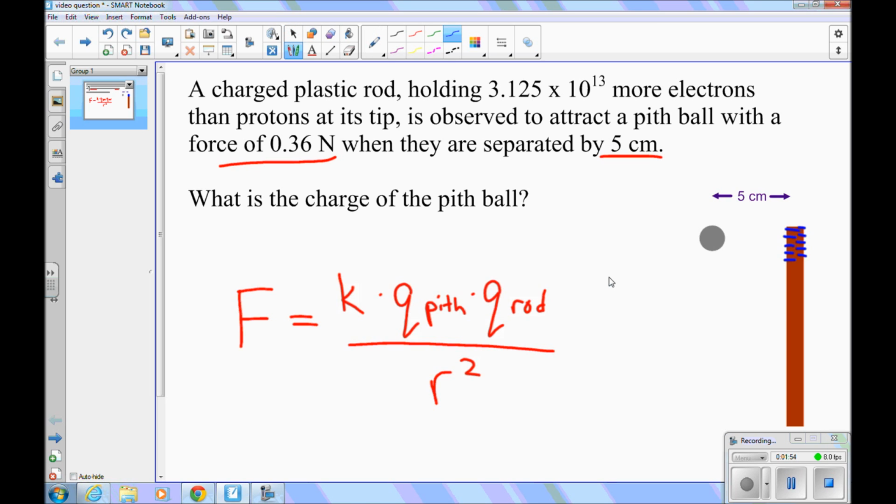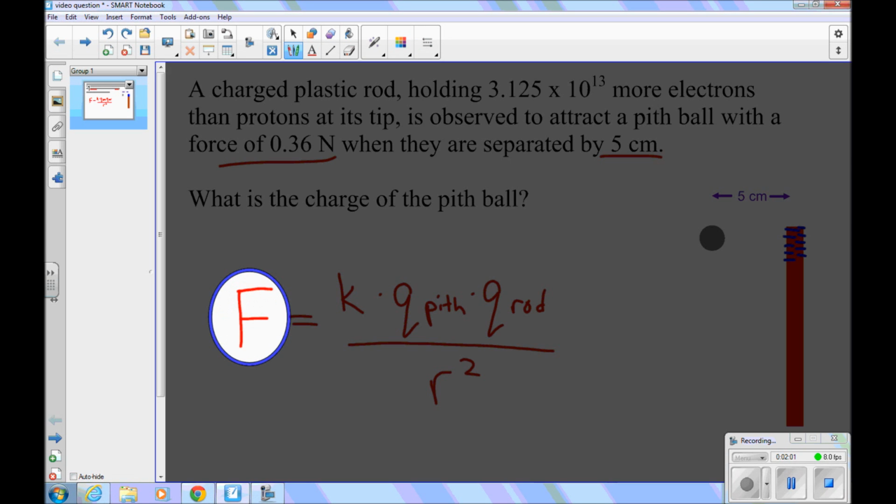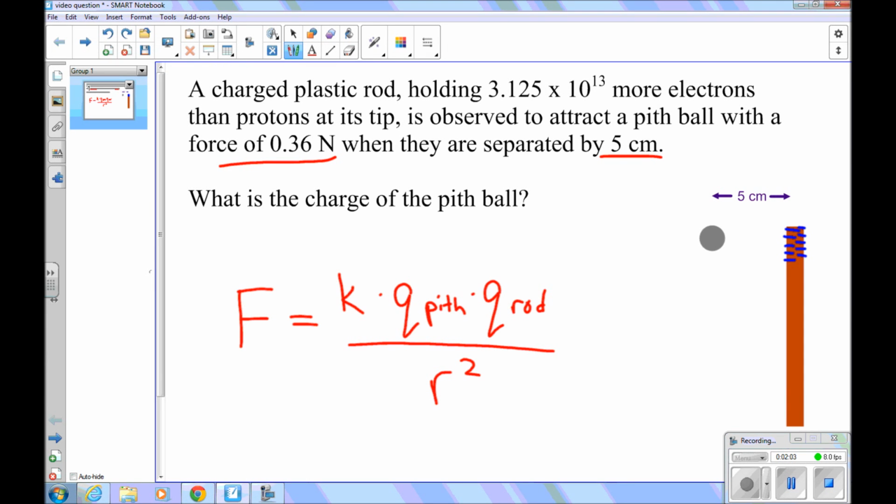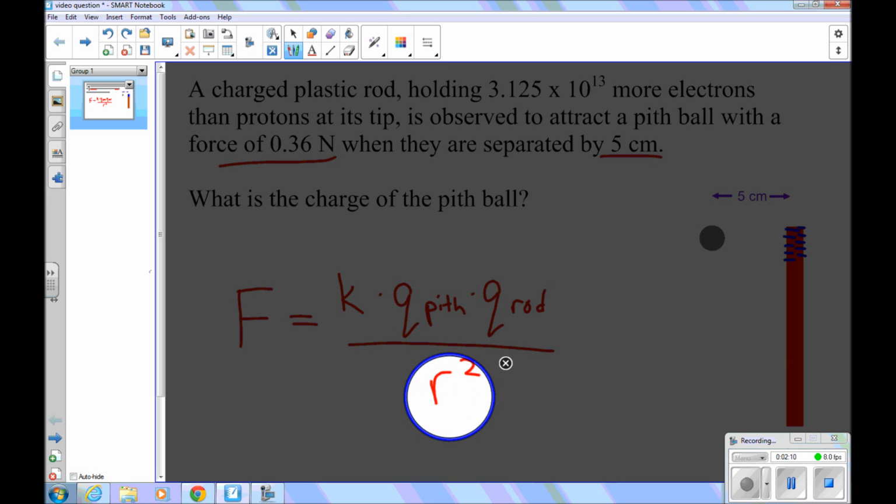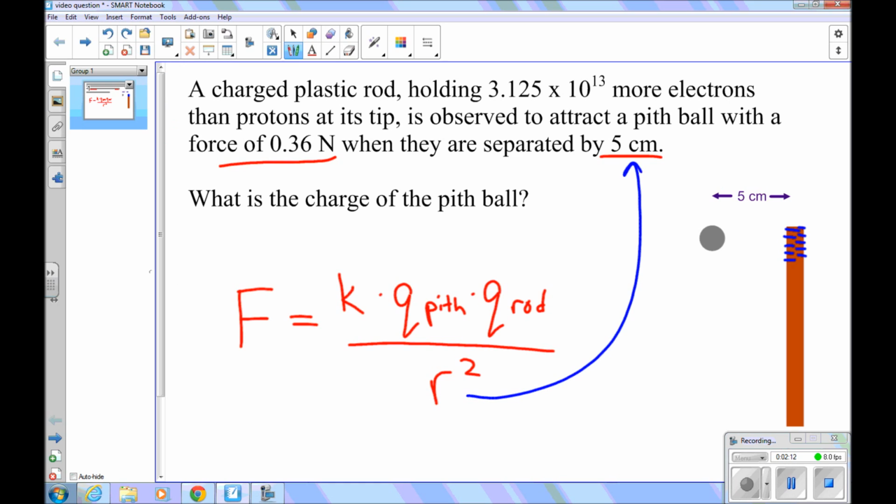So looking again at what I have to work with here, I do know that that force is 0.36 newtons, and I also know that the distance that they are apart from each other is 5 centimeters. Although before I go much further, we should recognize that 5 centimeters isn't going to work out for us. We're going to need to convert that into meters by the time we actually start working with numbers.